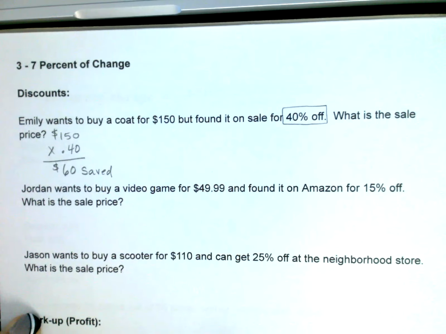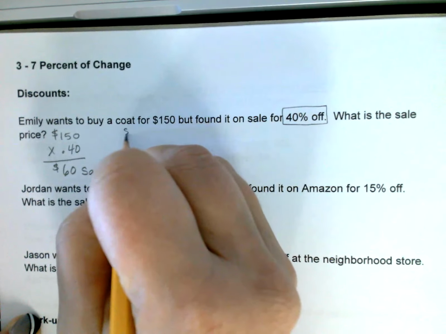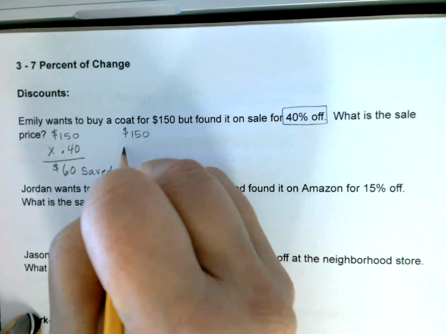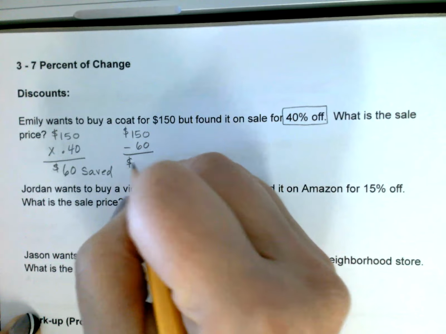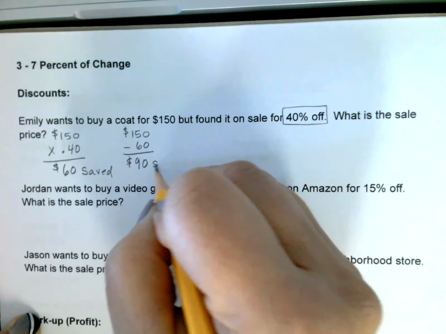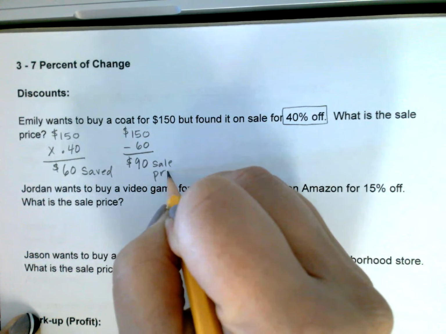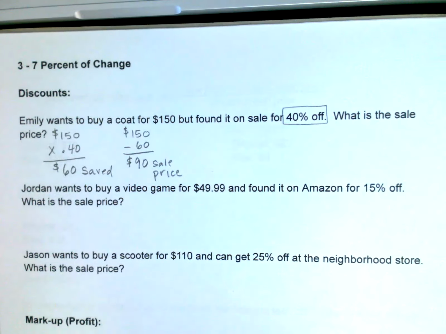But that wasn't the question. The question was, how much was the jacket? You would have to go back to the original price, subtract the amount she would save, and we would get $90 for the sale price. Now, that is a two-step process. I'm wondering if we can try to think outside the box. How could we do this with just one simple step?